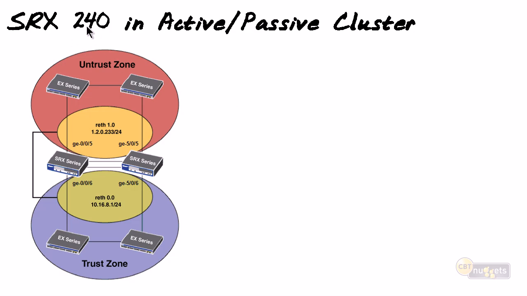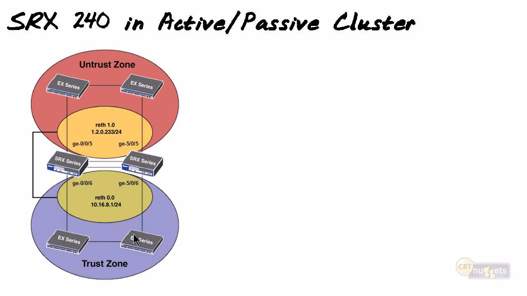Let's look at the SRX 240 in one of your most common deployments at a branch or a remote office where you have an active passive cluster where only one device is actually passing traffic at any given time. So what we have is two SRX 240s. Again, the PIMs can be different, but the Junos is the same, the model's the same. We have this trust zone. We're connecting to downstream switches. We've also got upstream switches.